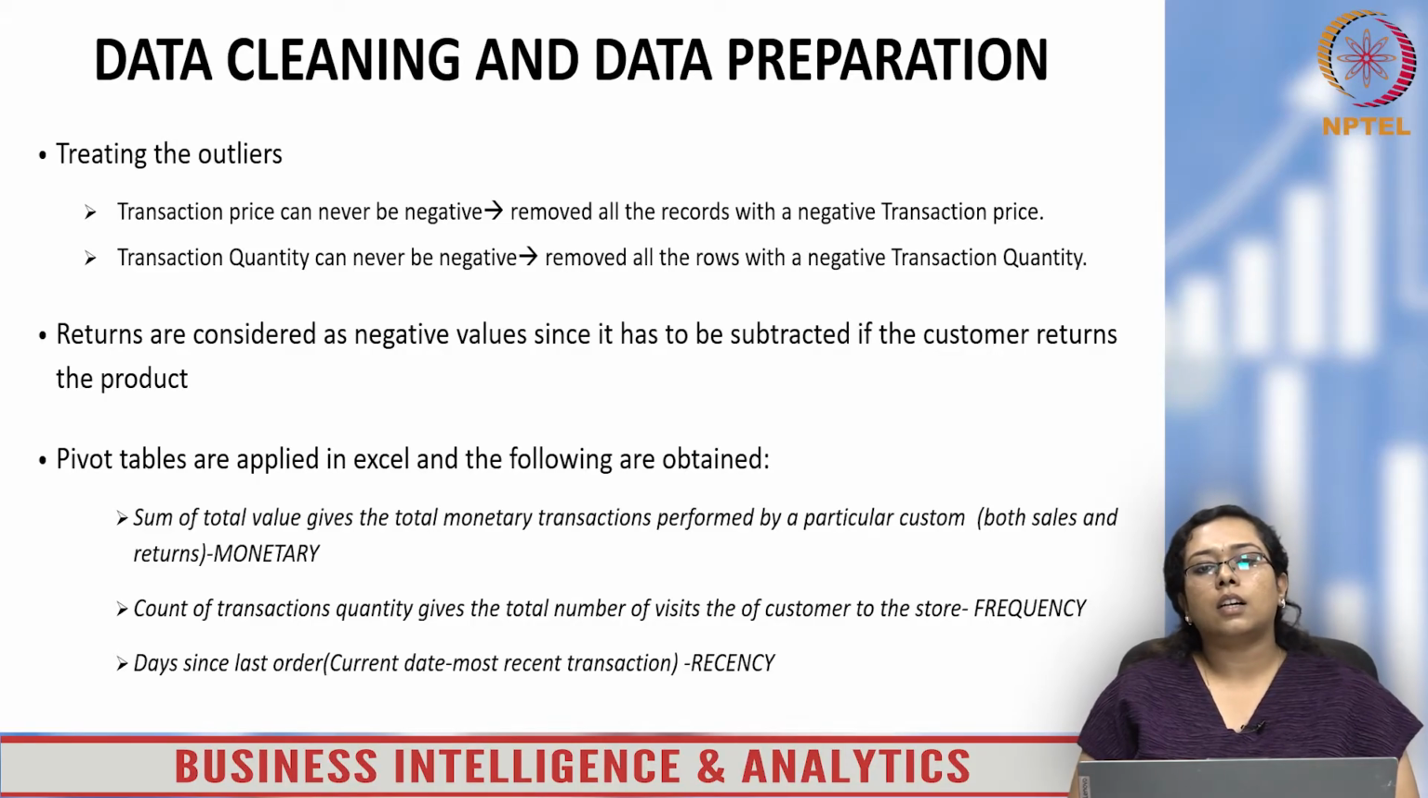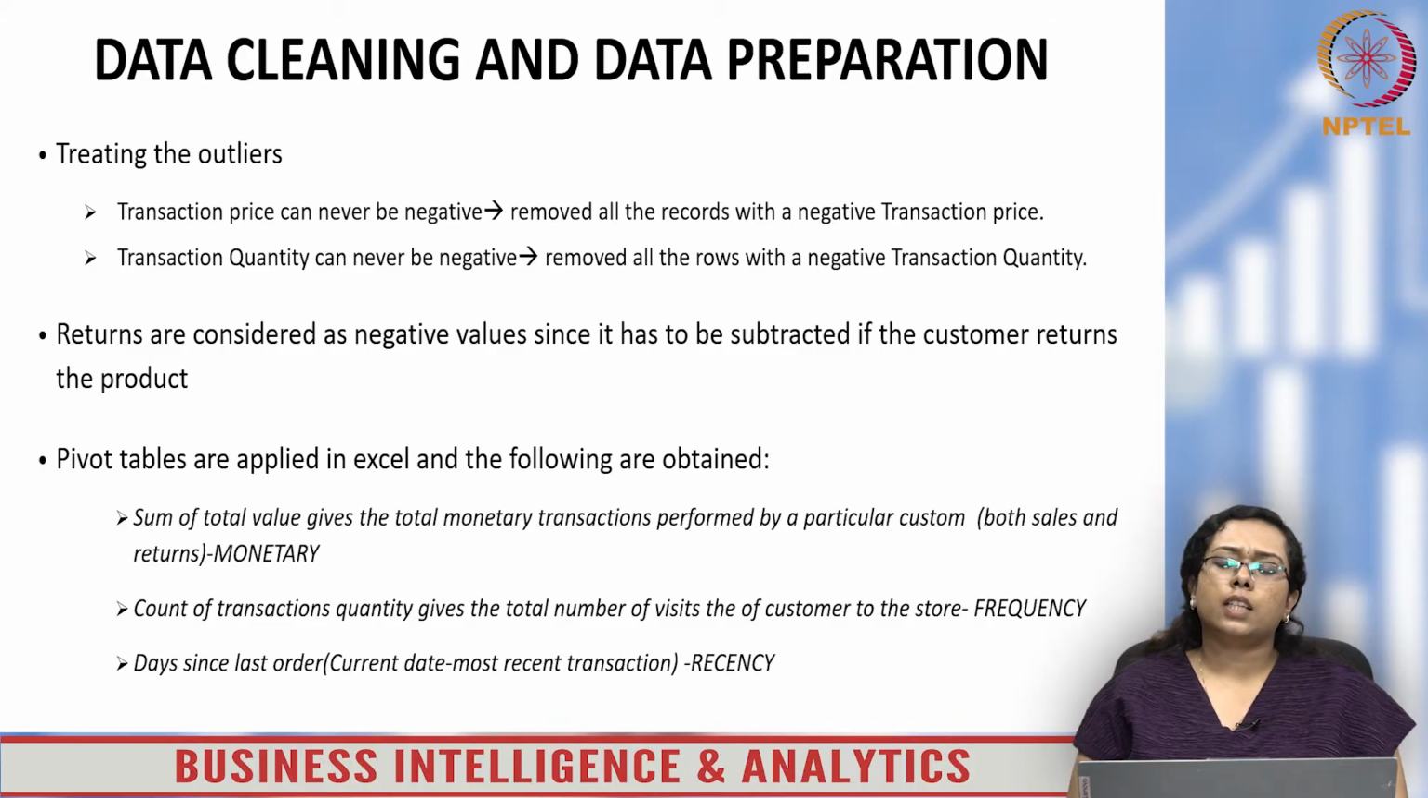The next step of treating the outliers is the transaction quantity. We have to multiply the price and quantity to get the overall monetary value of a purchase. The transaction quantity also can never be negative, so we have to remove all the rows which have negative transaction quantity as well.